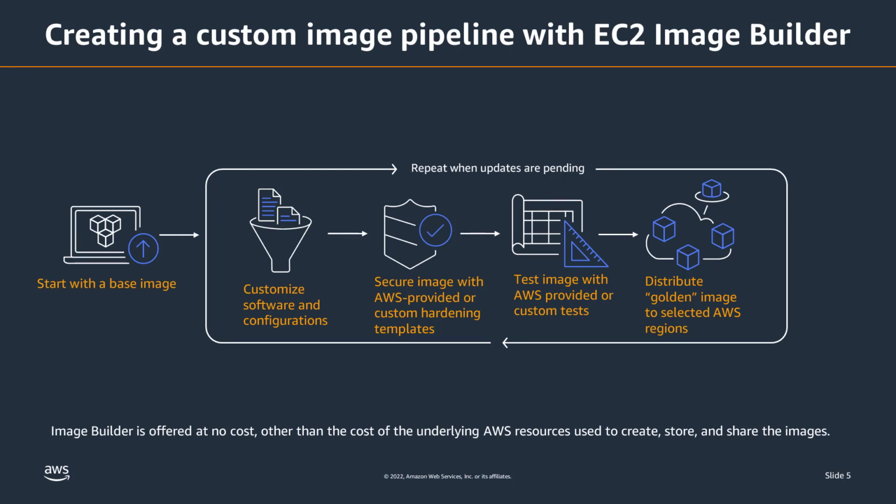You start off with a base image and apply your organization's customizations to the image. We also provide AWS managed templates to accelerate your image customization process. Whenever a software update is available, Image Builder automatically produces a new image, runs tests on it, and distributes it to stipulated AWS regions. Image Builder is a free service, and you only pay for your underlying AWS resources when you create and store your images.